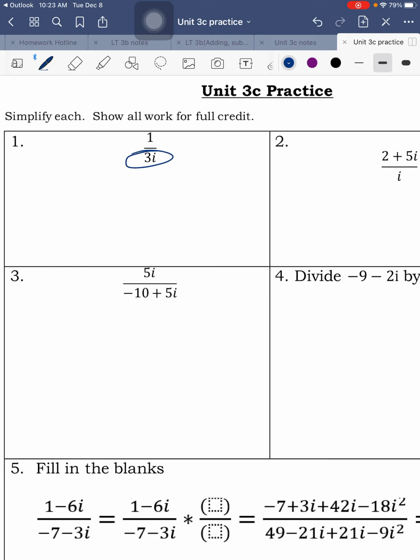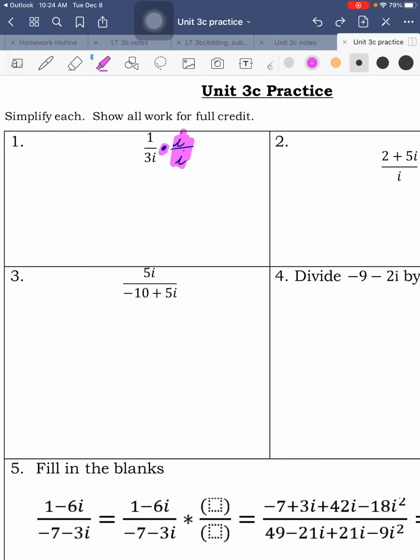Is it a monomial or a binomial? One term or two? Well, there's only one term there, 3i. Terms are joined by additions and subtractions. When it's only a monomial denominator, you just have to multiply the numerator and denominator by i. The reason why you're multiplying by i is i divided by i is 1. When you multiply anything by 1, you're going to get the same value, 1 divided by 3i.